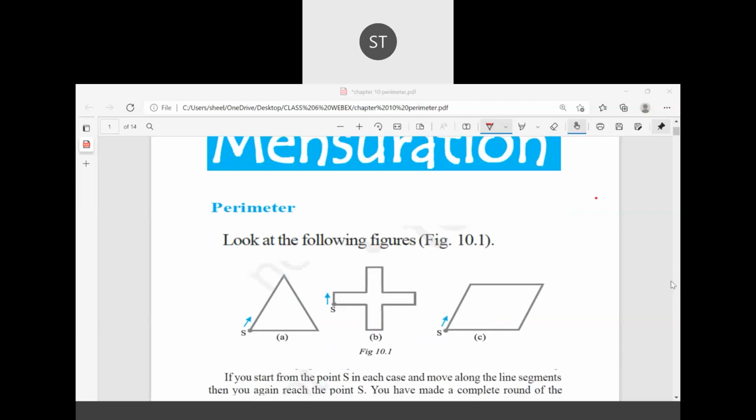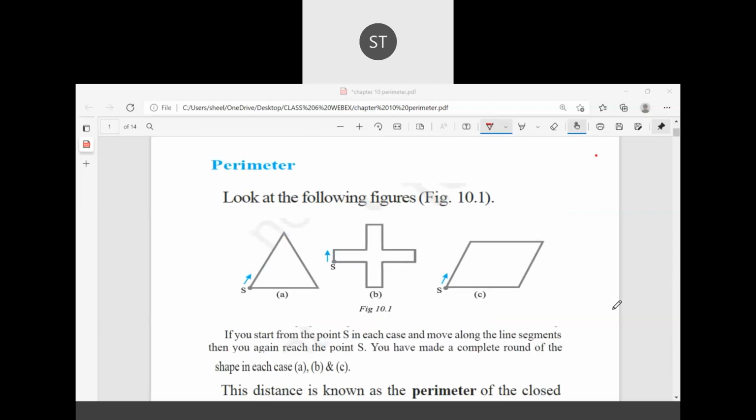Now, look at the following figures. Three figures are given here, and what we have to see is that one letter is marked there, that is S, at one corner. If you start from the point S in each case and move along the line segment, then you again reach the point S. You have made one complete round of the shape in each case. What is the meaning of this?